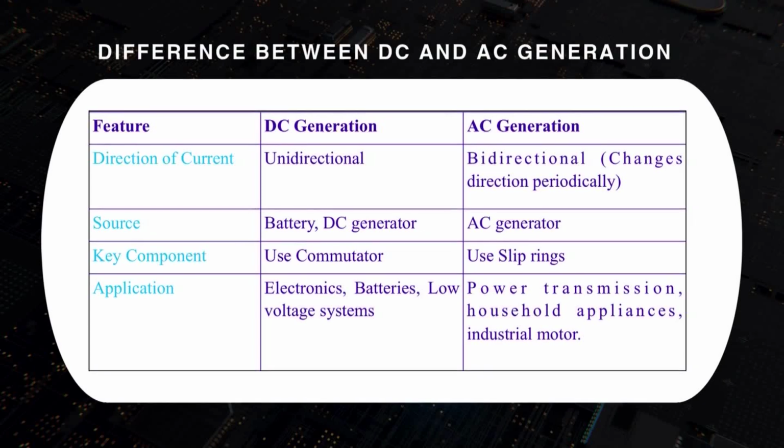And we have already explained about the applications, that is DC is used in the electronics, batteries, low voltage systems, whereas the AC is used in the power transmission, household appliances, industrial motors, etc. So, dear learner, we will explore AC in more detail in the upcoming sessions. So, here are some self-assessment questions based on the topic that we have just discussed, that is basic concepts of DC and AC generation.